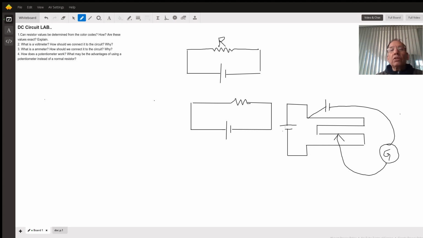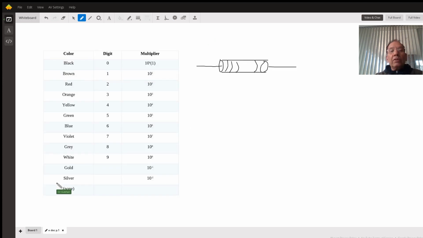So let's first of all talk about the color code of resistances. As you know, especially in carbon resistances, the value of the resistance is coded, expressed in the form of lines on the resistance itself. So the color code is, if you read these colors on the left column: black, brown, red, orange, yellow, green, blue, violet, gray, white, gold, and silver.